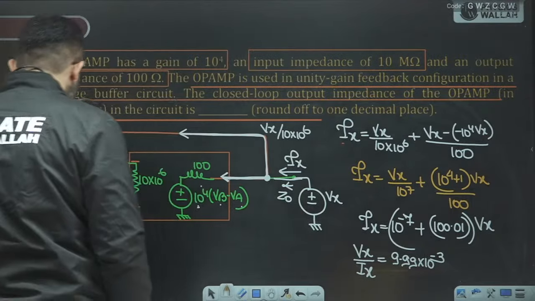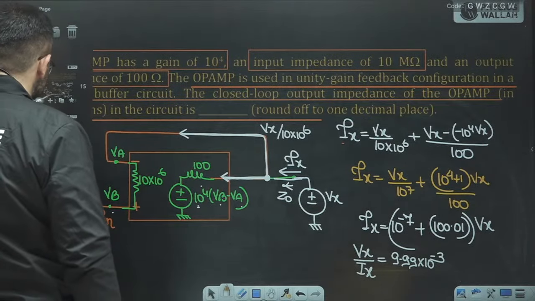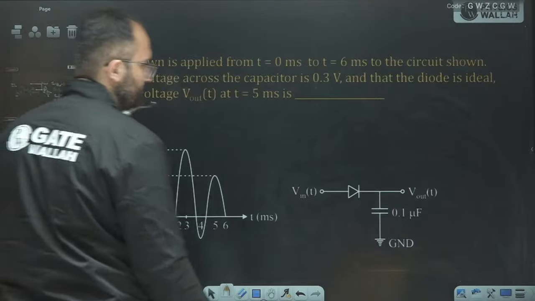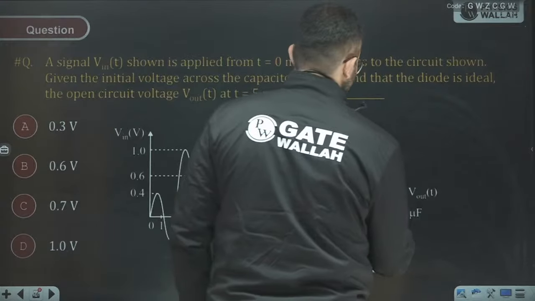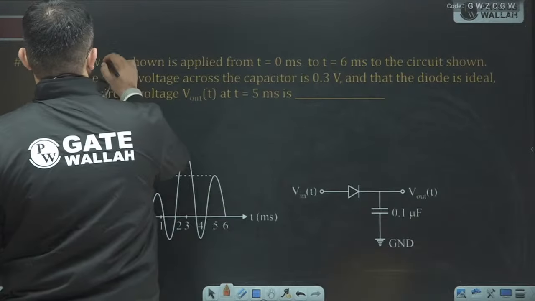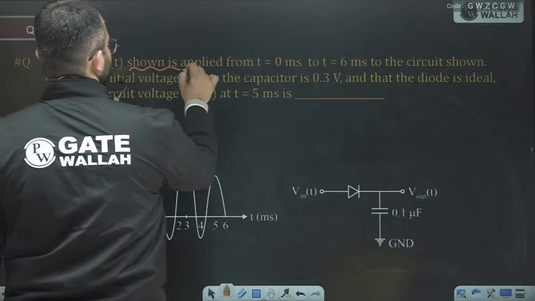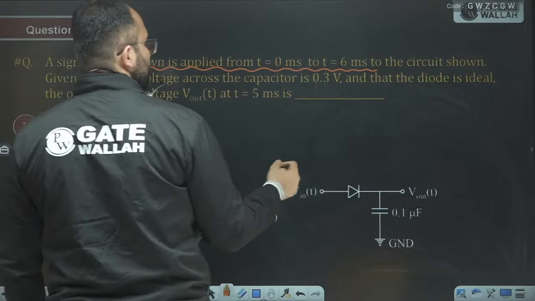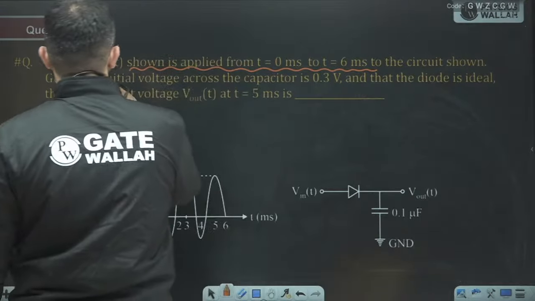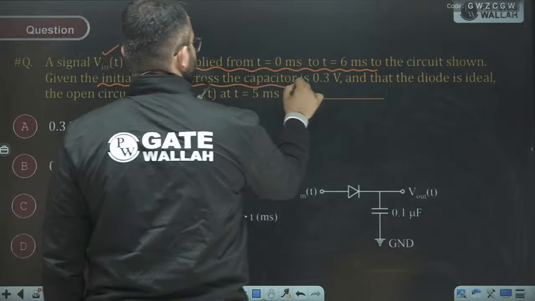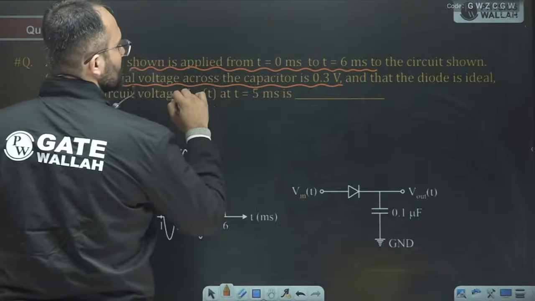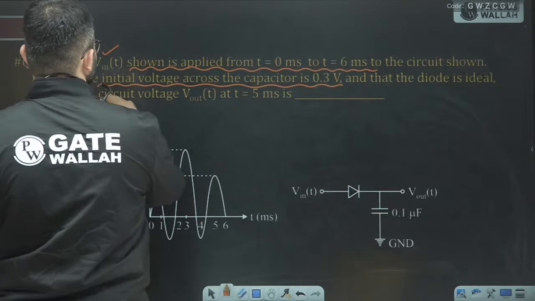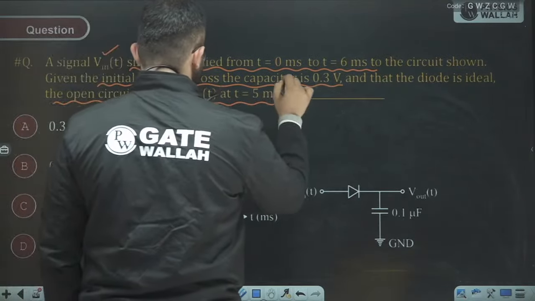Okay, I hope all of you are able to do it. Let's move on to the next question. Okay, this one. Okay, the input voltage Vn is shown in the figure applied at t equals 0 millisecond to 6 millisecond. Obviously, the circuit, given that the initial voltage across the capacitor is 0.3 volt and the diode is ideal, the open circuit voltage output at 5 millisecond will be.